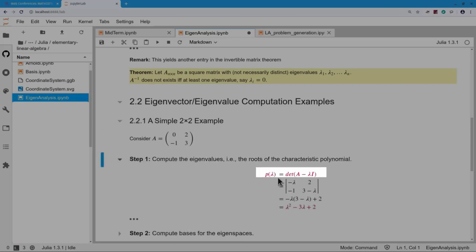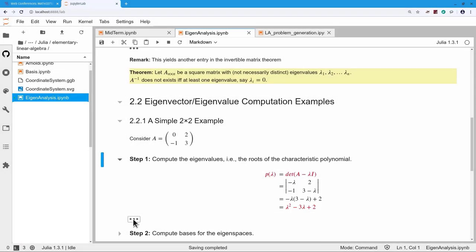So we set up P of lambda, and P of lambda is the determinant of A minus lambda I, so we have to subtract lambda from the diagonal. So the determinant of minus lambda, 2, minus 1, 3 minus lambda, and when we multiply that out, we get lambda squared minus 3 lambda plus 2.